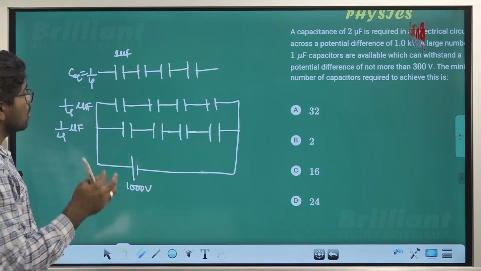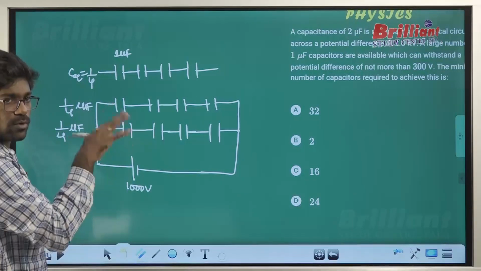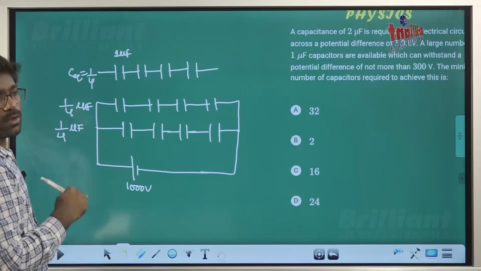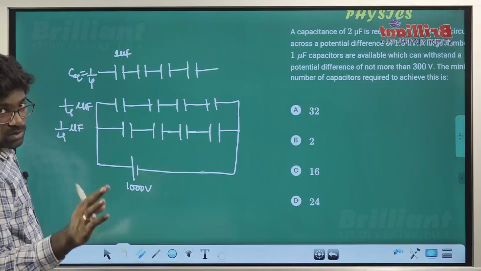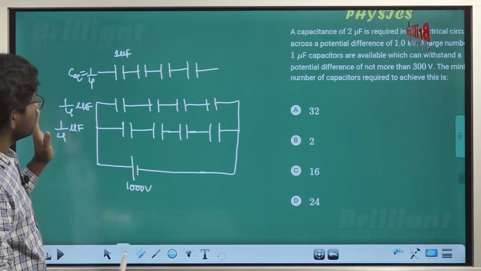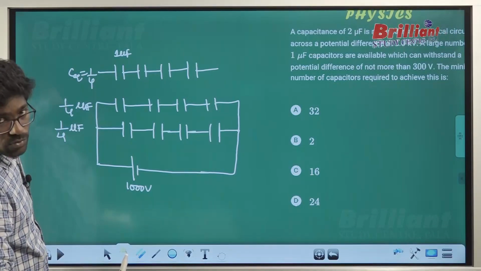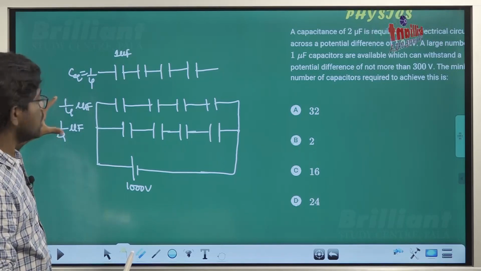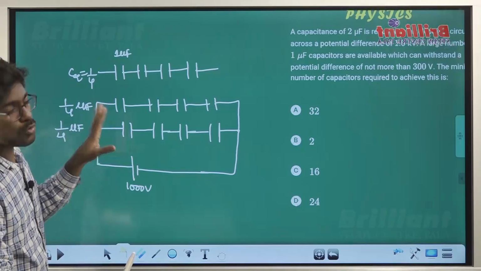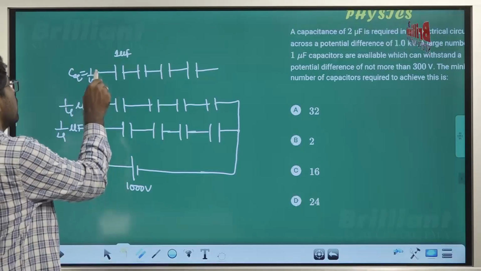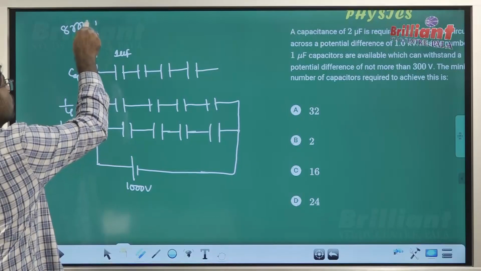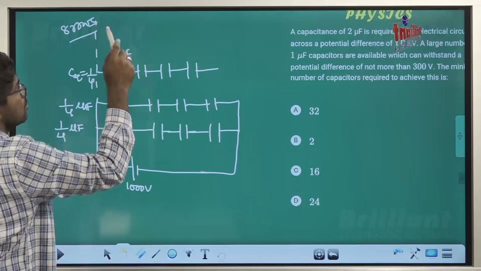Then what you do? Keep one more row. 1/2 will be added. Keep one more row. 1/2 will be added. Then total how much it will become? 1 only. Still it will be 1 only. So you have to make how many number of rows? 8 rows. 8 rows, each row 1/4. Total it will become 2. It means you have to make 8 rows here. Total 8 rows should be connected like this.